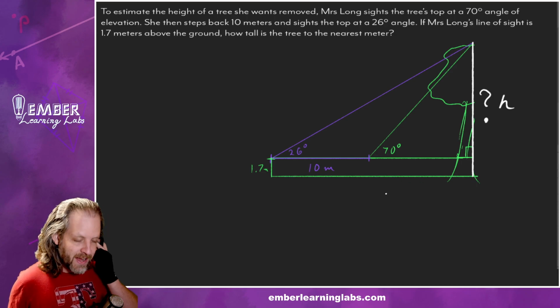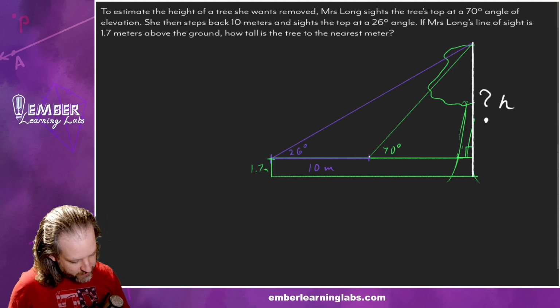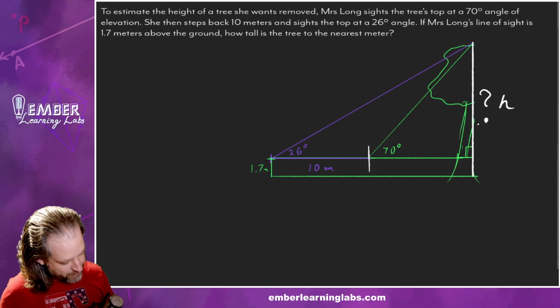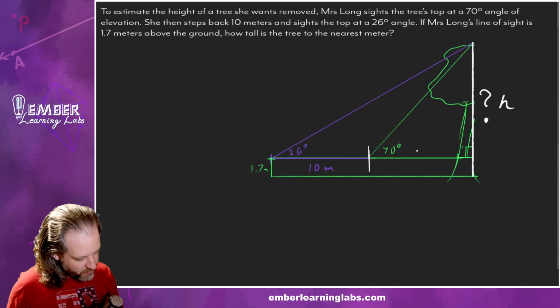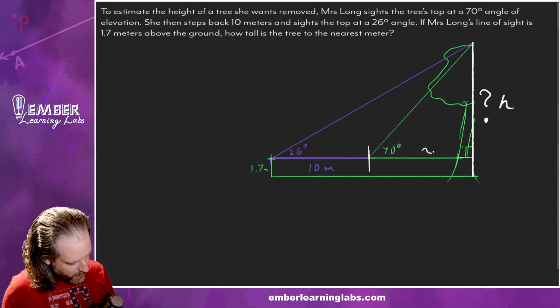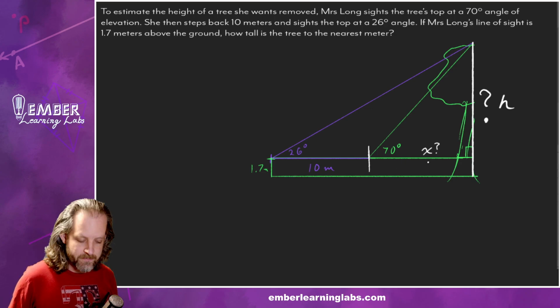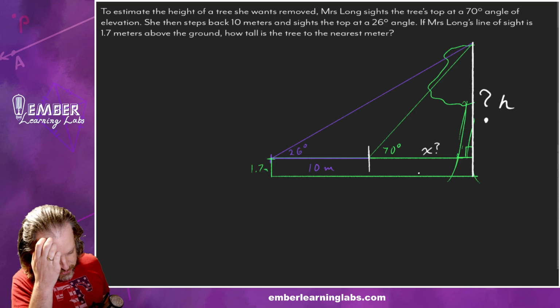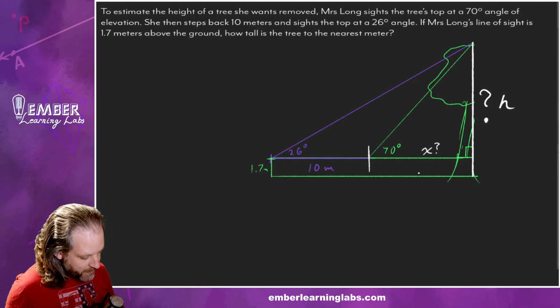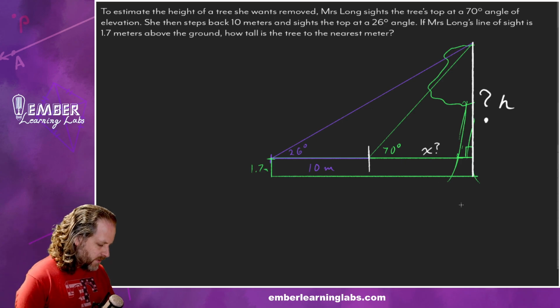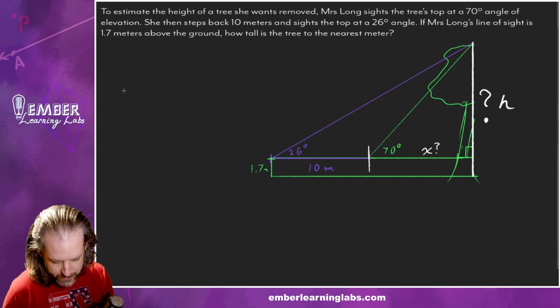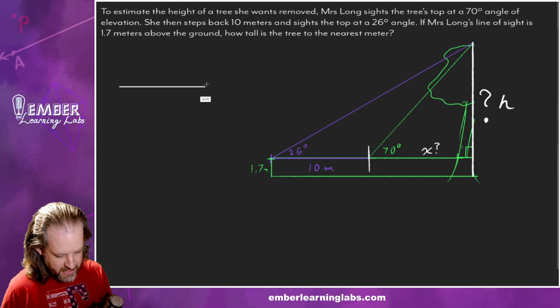Now we also have another unknown happening. So we're ultimately probably going to have to use a system. We don't know how close she was standing to begin with either, right? So we don't know this distance. So we've got two different triangles happening here. So I'm going to draw the two triangles a little bit separately, so that it's easier to figure out what's happening here.